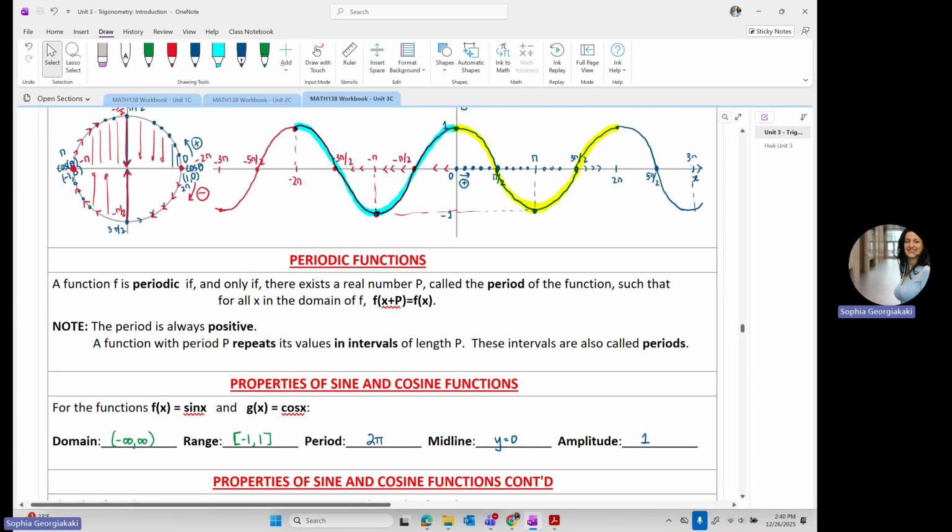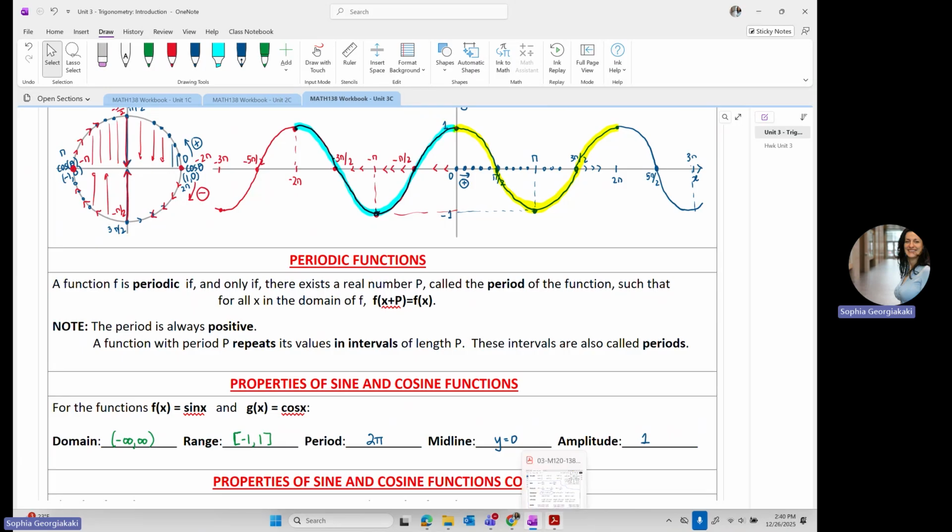A function f is periodic if and only if there exists a real number p, called the period of the function, that has the property that for all x in the domain of f, f of x plus p is identical to f of x. And in the case of the sine and the cosine, that period p is 2 pi. 2 pi is 360 degrees. The period is always a positive quantity. A function with period p repeats its value in intervals of length p. These intervals are also called periods.